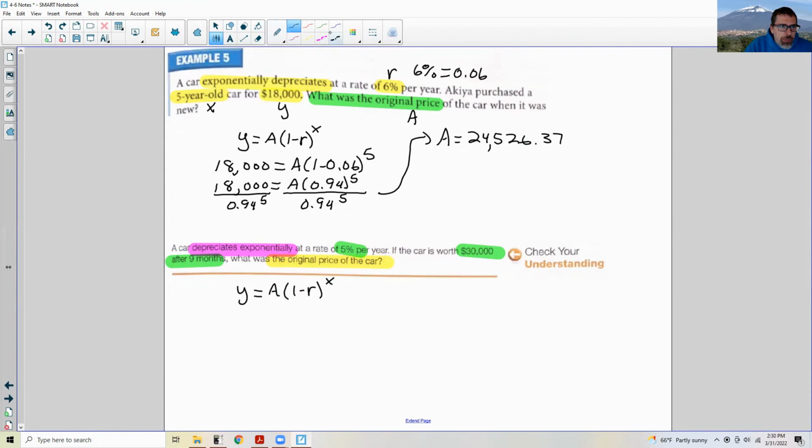Okay, so it's the same type of problem as before. Hopefully you understand it. 5% is 0.05, and that is our R. $30,000 after 9 months, that is our Y. The original price of the car is A, and 9 months is our X. Okay, so we're going to substitute in 30,000 equals original price of the car, what we're trying to find, times 1 minus 0.05 to the power of X, which in this case is 9.